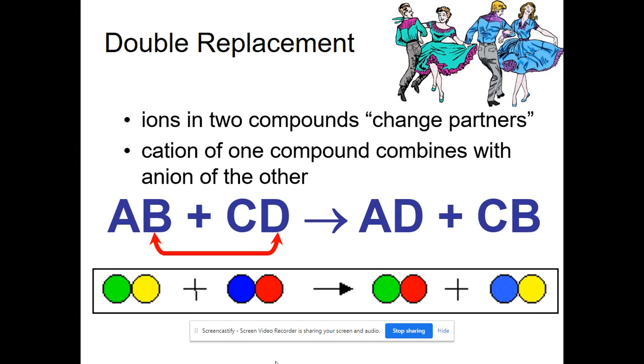What's happening here is the ions, and you could think of it either as the cations or the anions, are switching places. It's kind of like a square dance. They switch partners. When you're done, the cation of one compound is combined with the anion of the other. Here we start with AB and CD. The B and D switch places, or the anions are switching places. A ends up with D, C ends up with B.